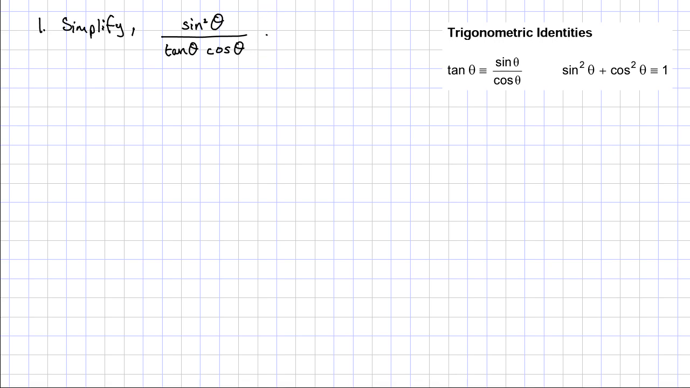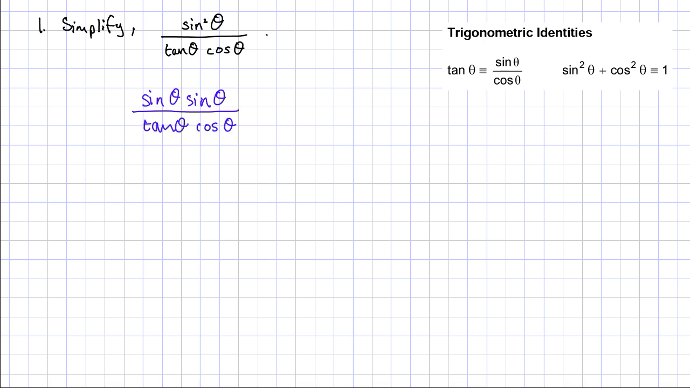Now the way we do that, we use some algebraic manipulation here, and then we see what we can substitute using either one of these. Okay, so can we make a substitution to help us simplify these expressions? So I can see that if I write this sine squared theta as sine theta times sine theta, that might help me. So let's start by doing that. So I have sine theta times sine theta over tan theta times cos theta.